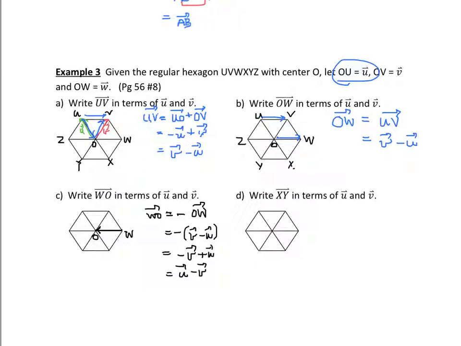And the last one is to express XY, which in your picture is down here, in terms of u and v. So vector XY is, again, equivalent to vector WO because it has the same magnitude and the same direction as WO. So these two will be equal. From part C, we know that vector WO can be written as vector u minus vector v. And that completes this lesson.